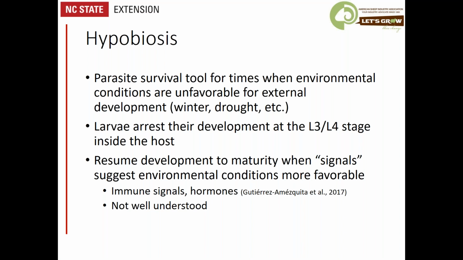Like I said, there's a lot of work to be done in this area still, not well understood. There's some evidence out there that might be what is going on there, but I wanted to mention this as well. And this is one way the parasite is able to continue its life cycle through those harsh winter months, when a parasite that typically likes hot, humid weather would generally not survive out in the environment.